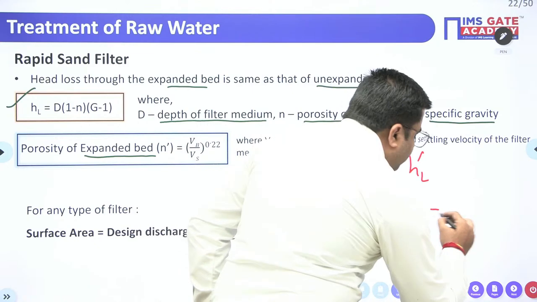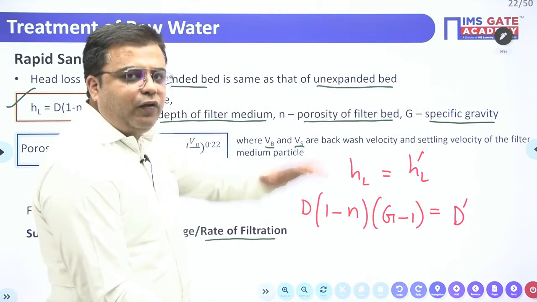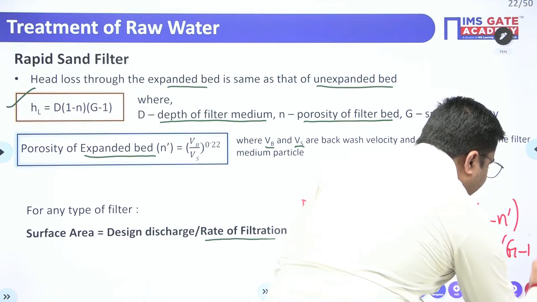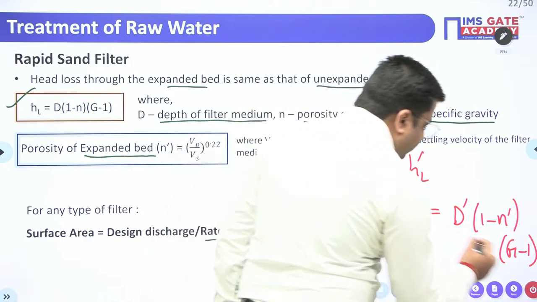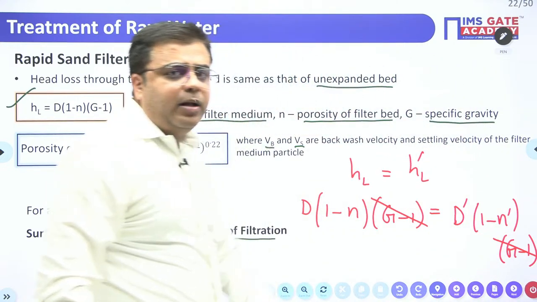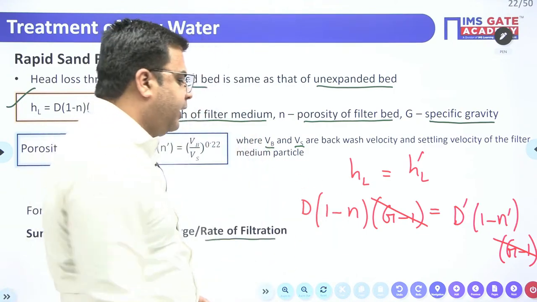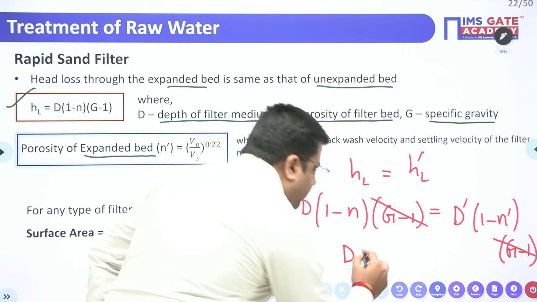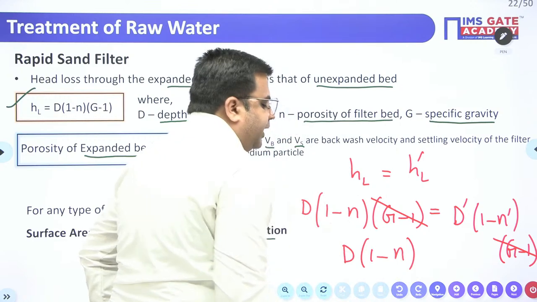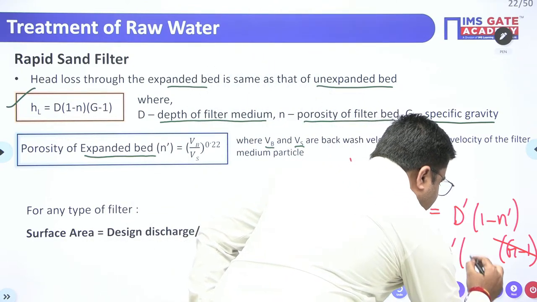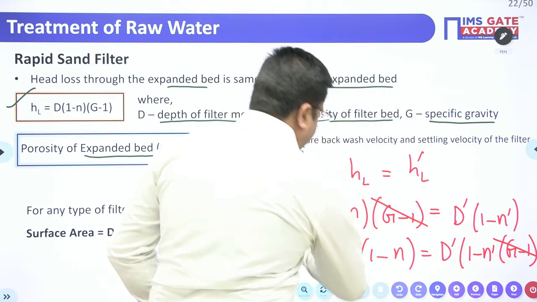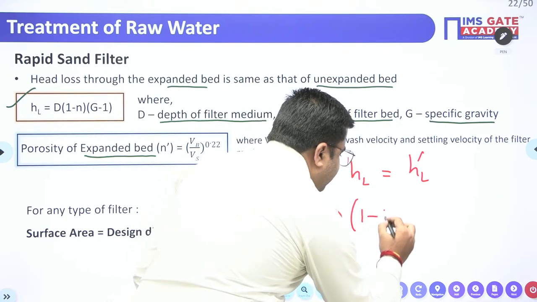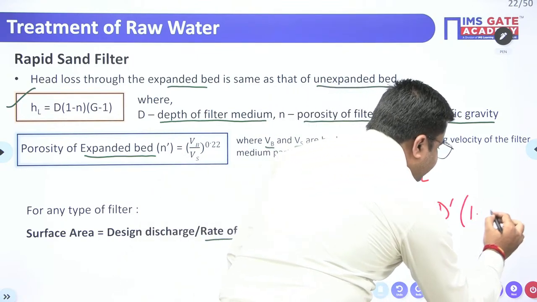into G minus 1, is equal to D dash, that is the depth of the filter when it is expanded, into 1 minus N dash, that is the porosity of the expanded bed, into G minus 1. So this G minus 1 and G minus 1 cancel out because the specific gravity of the filter medium before expansion and after expansion remains the same, right? So one important expression you have is D, the depth of the unexpanded filter bed, into 1 minus N, the porosity of the unexpanded filter bed, is equal to D dash into 1 minus N dash. Let me just clean it. So D into 1 minus N is equal to D dash into 1 minus N dash.